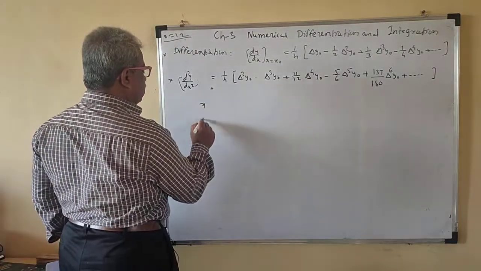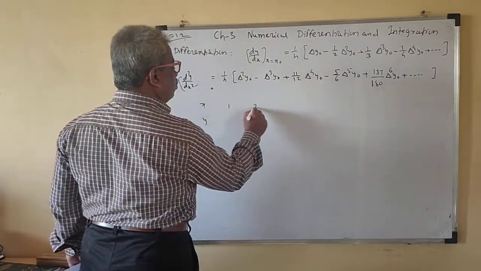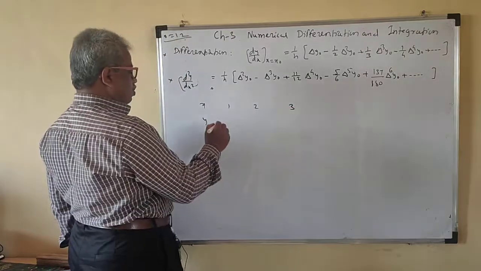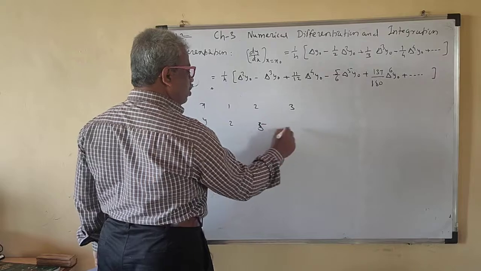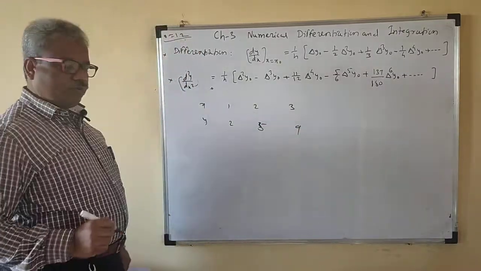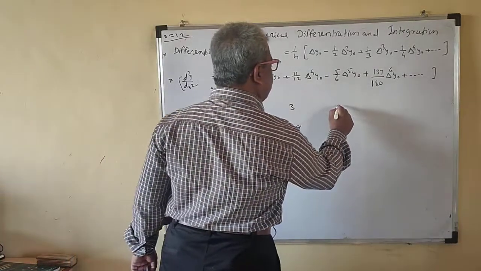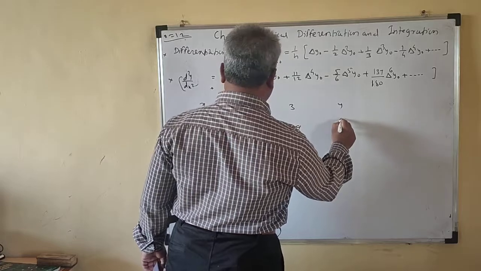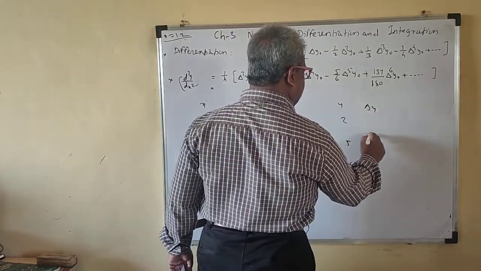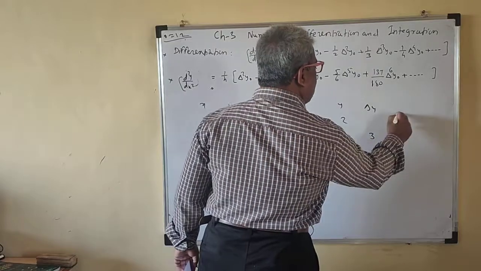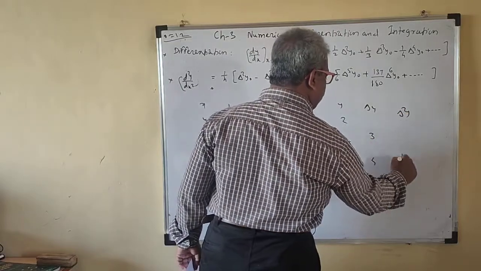Okay. Suppose x, y: 1, 2, 3. So this is 2, 3, 2, 5. Suppose 9 now here. So now y is 2, 5, 9. And del y is same as 3, 4. And del square y is nothing but 1 now.